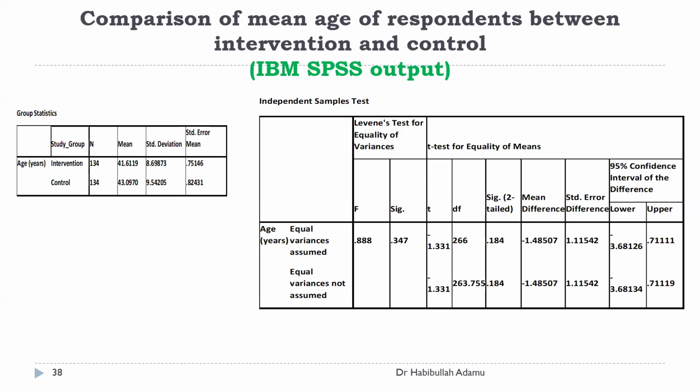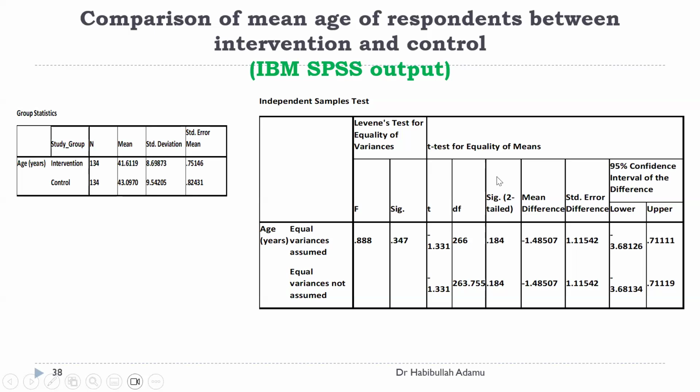I don't know whether this slide should have been included or not, but anyway, I will still explain it. We will have at least a couple of people that will follow. You see, in this output, there are two tables. One is the descriptive statistics table that gives the mean values: the mean value for the intervention group and the mean value for the control group. So this is the independent t-test analysis result.